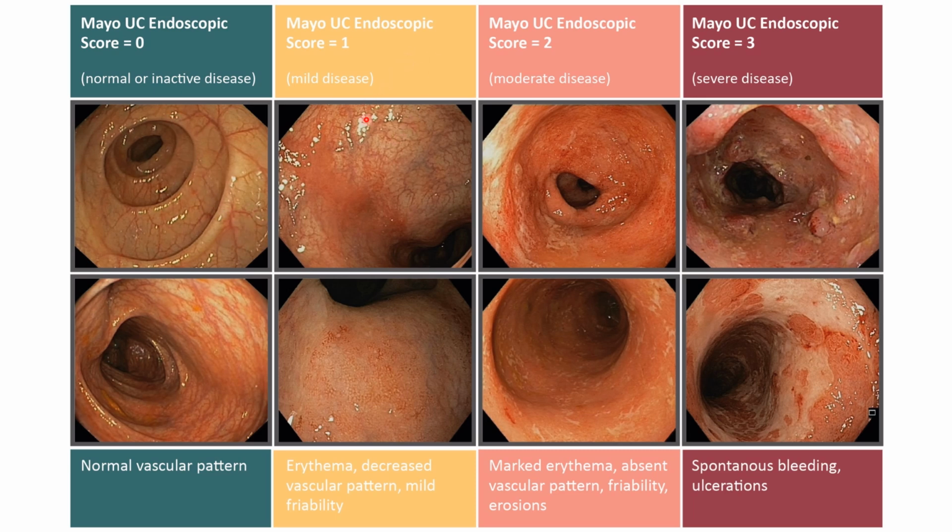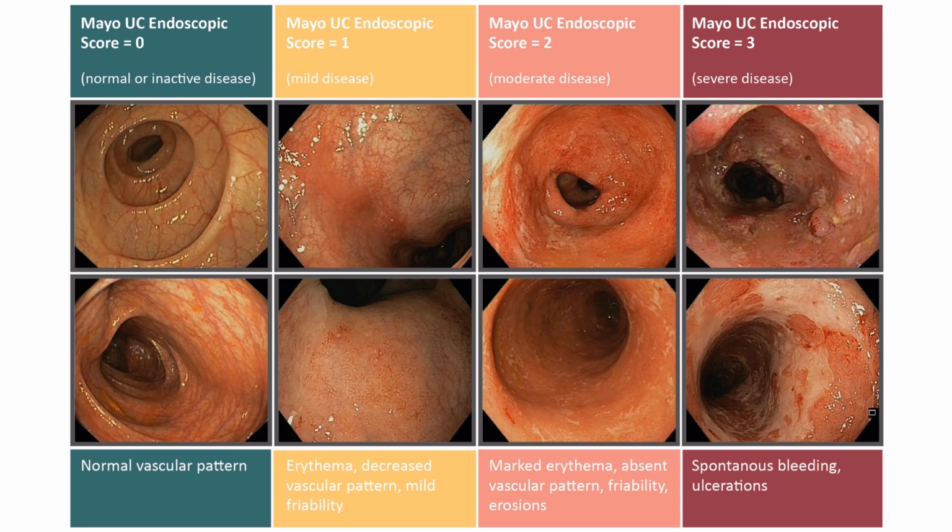In 1, mild disease, you can see the vascular pattern is kind of obliterated. We have decreased vascular pattern, mild friability, and erythema, as you can see here. In 2, moderate disease, we have marked erythema, which is seen all over here, and absent vascular pattern. Compare this image with the previous one: there is obvious absent vascular pattern, friability, and erosion. In 3, severe disease, you can see spontaneous bleeding, and we have the presence of ulcers.